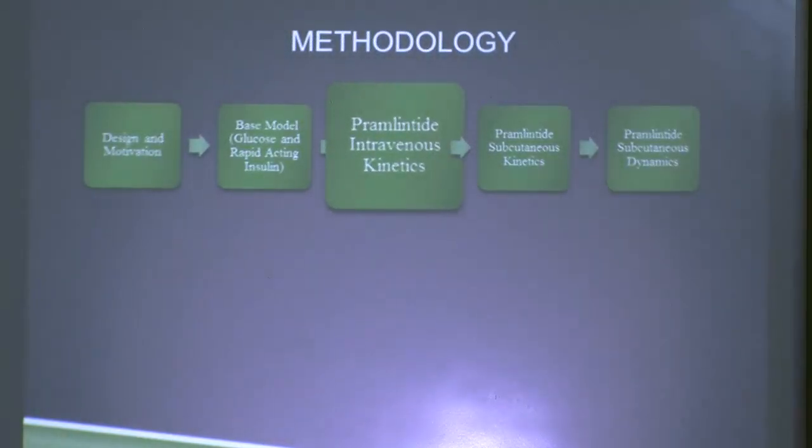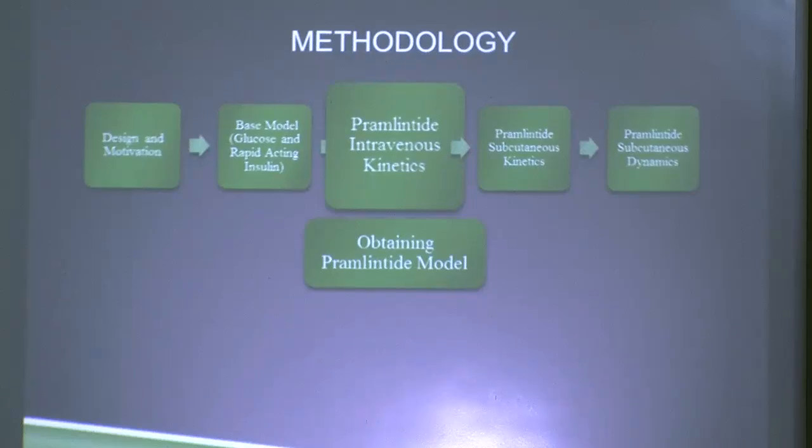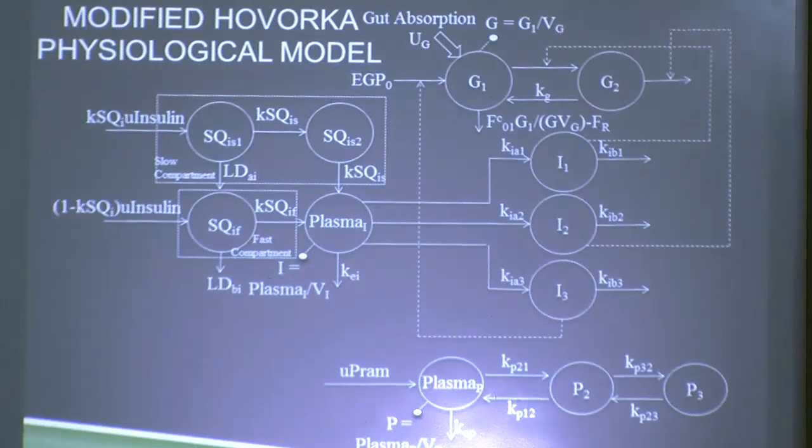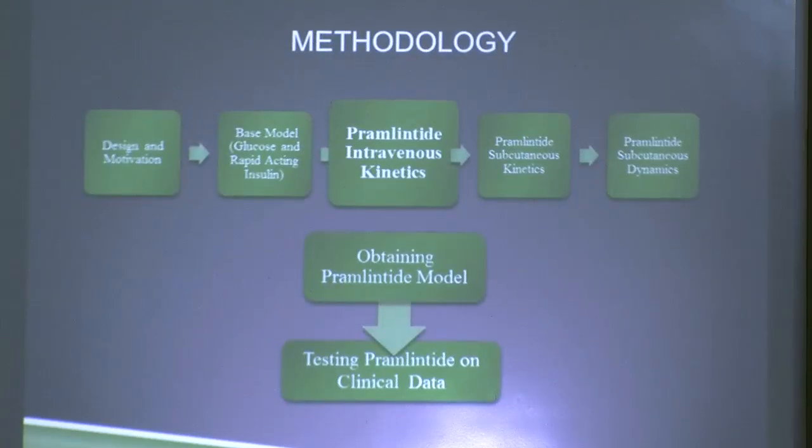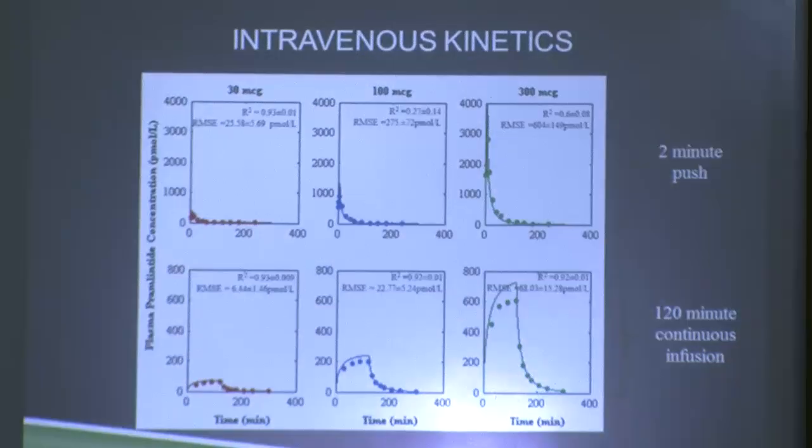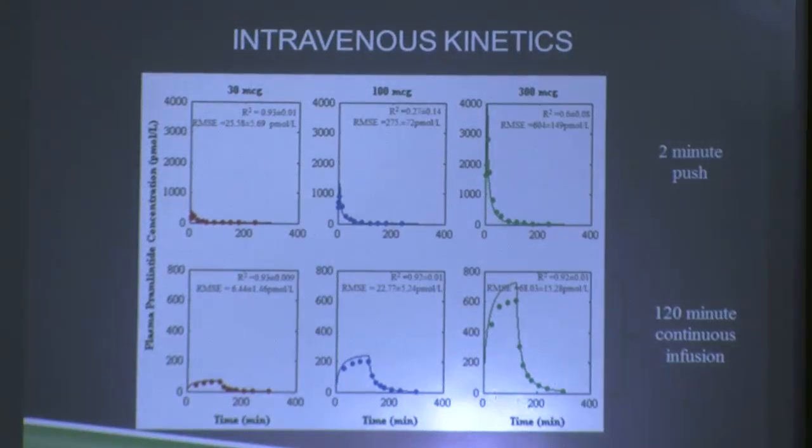Then we move on to Pramlintide intravenous kinetics. We obtained this Pramlintide model here, a three-compartment model done by Cody, and we tested it against clinical data. We used Fan, which I previously spoke about, who had a PK/PD model. This is a bolus of 2 minutes, and this is a continuous infusion of 120 minutes. What you're seeing, the dots represent the mean experimental data, and the lines represent our actual model fitted data.